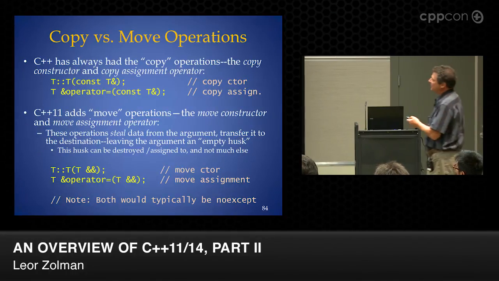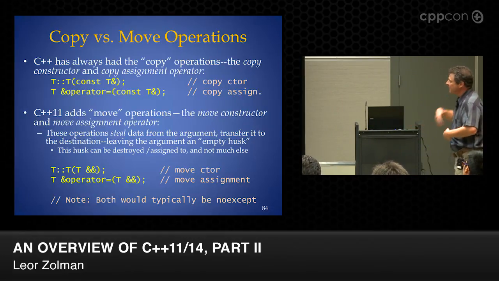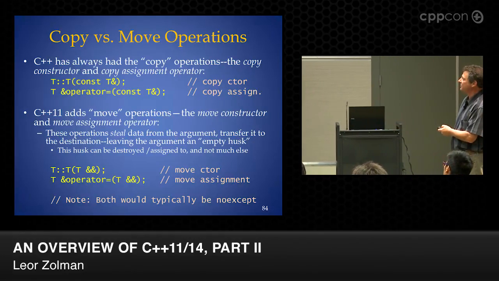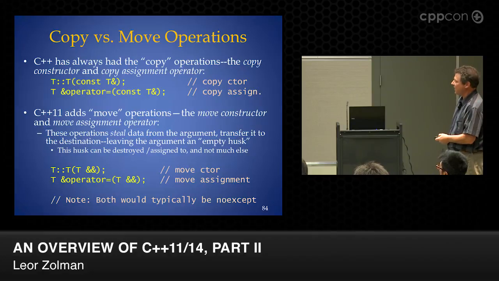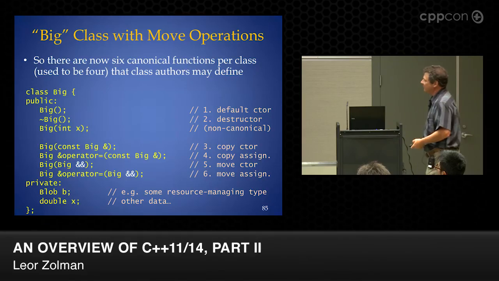C++ has always had copy operations. Copy constructor, copy assignment operator. Old hat. C++11 adds move operations, which are parallel to these. There's the move constructor, the move assignment operator. Notice the parameters are R value references. So they only bind to temporaries. And both would typically be noexcept. I'm just not dealing with that whole issue because we have enough to cover.